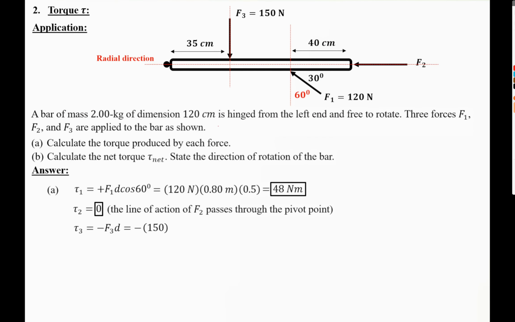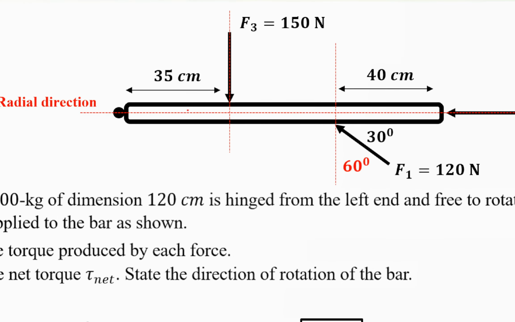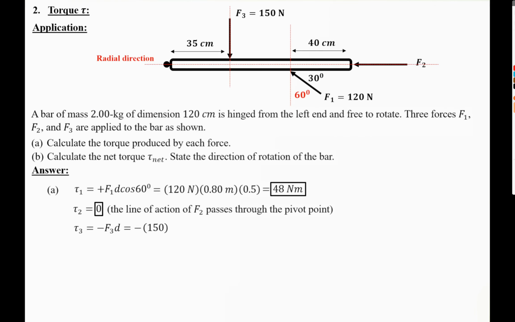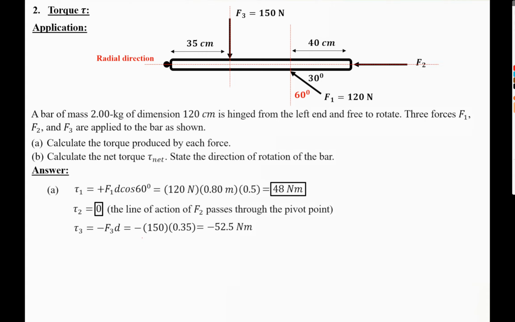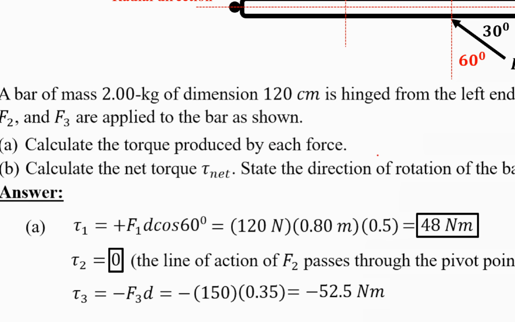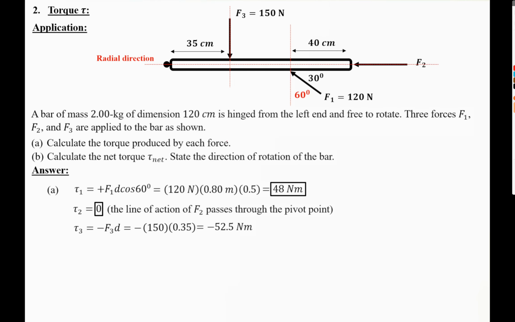Now F3 is given by 150. D in this case represents the distance from the force F3 to the pivot point, which is basically 35 centimeters, which is 0.35. Plugging that into the calculator, the torque is minus 52.5 newton meters. And as you can see, the torque might be 0, might be positive, might be negative, because we have promoted the torque to be a vector quantity. However, if you look at the exercise carefully, they're telling us to calculate the torque produced by each force. We know that in such problems, there are apparent forces that are represented on a rigid body diagram, and there are hidden forces like the pull of gravity and the normal reaction.